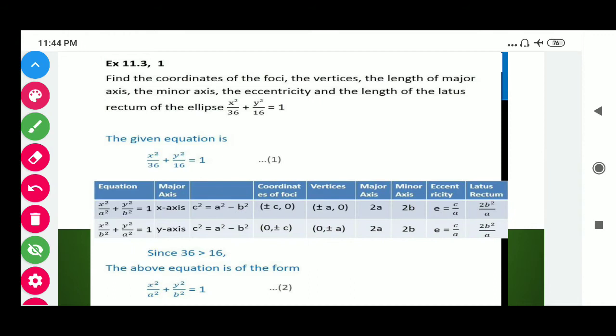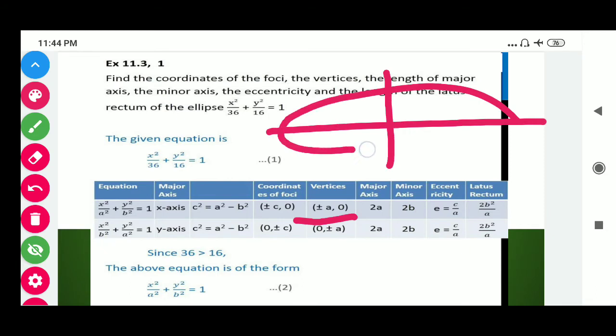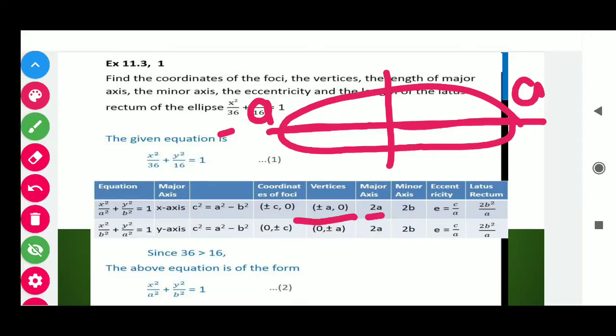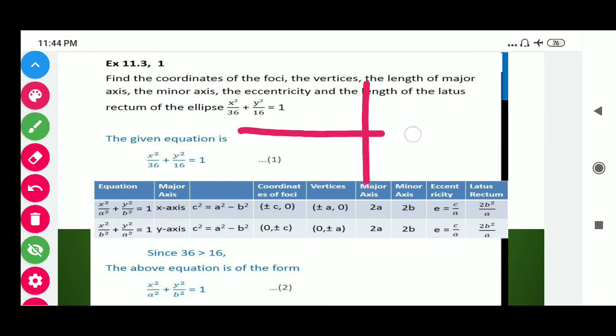And next, the vertices are plus minus A, 0 and the length of the major axis, because its ends are at A. So if we add, we get 2A, the major axis. In the same way, the length of the minor axis is 2B. So students, eccentricity E is equal to C over A, and the length of latus rectum is 2B square over A. Similarly, if the major part is on the y-axis, then the formulas change: the coordinates of foci lie on the y-axis.